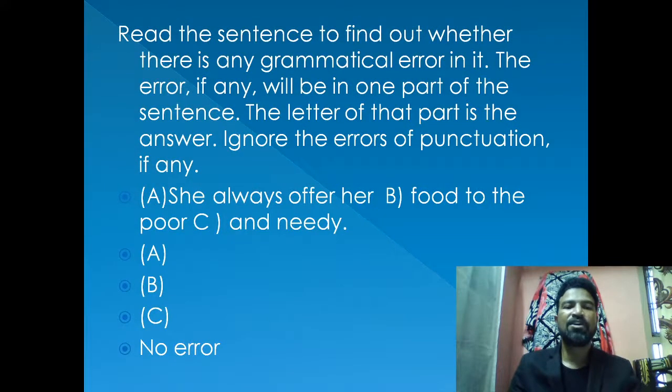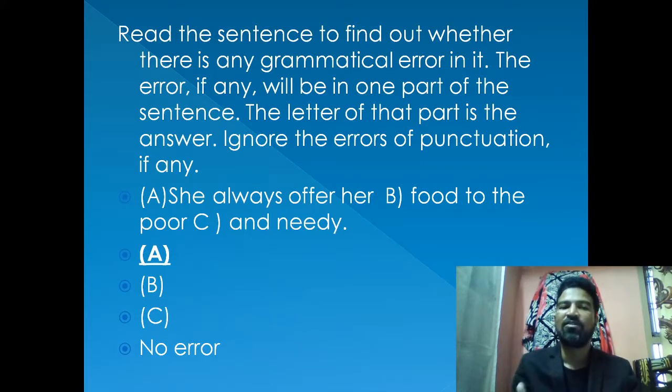Let's move on. She always offer her food to the poor and needy. Yes, the answer is in part A. The error is in part A of the sentence. She always offers her food, because she again is a third person singular. So therefore, she always offers.